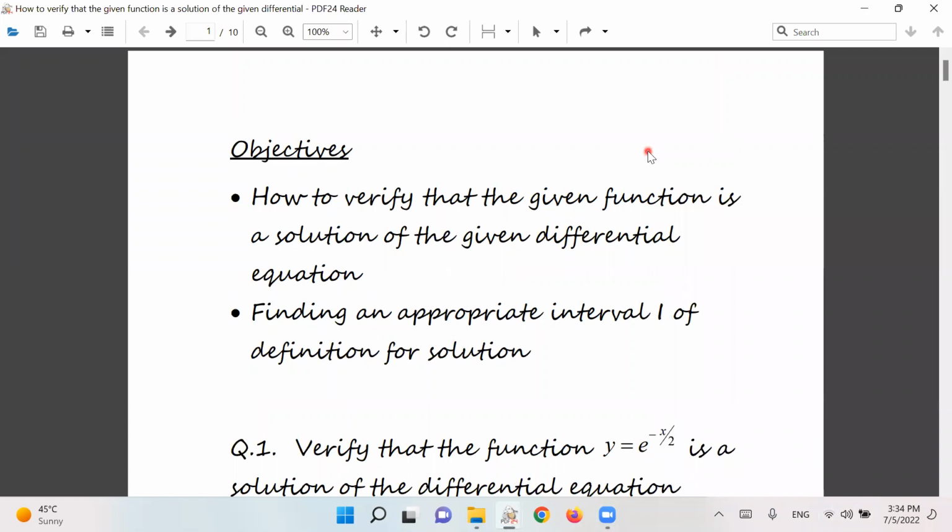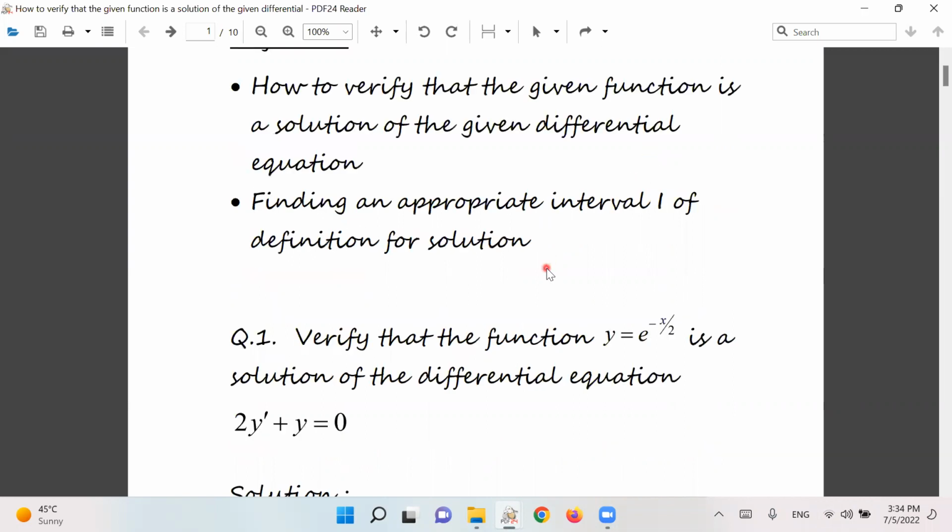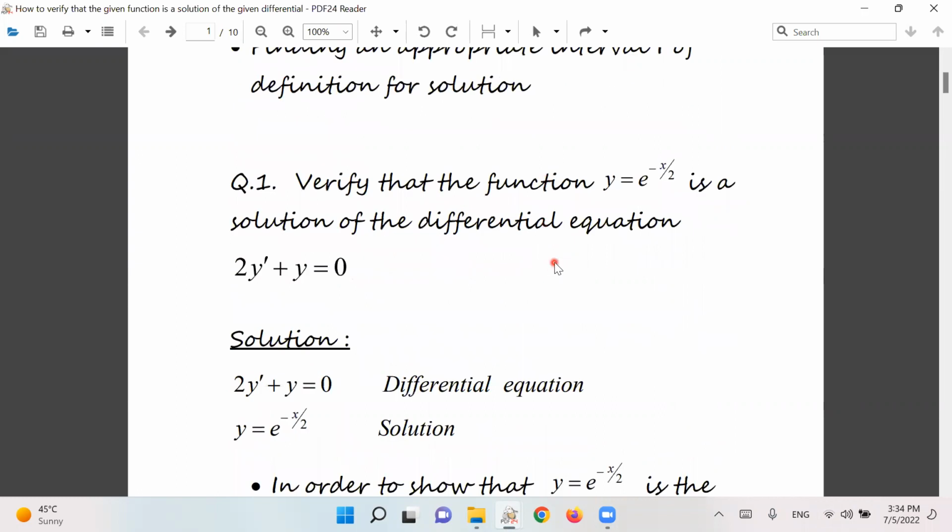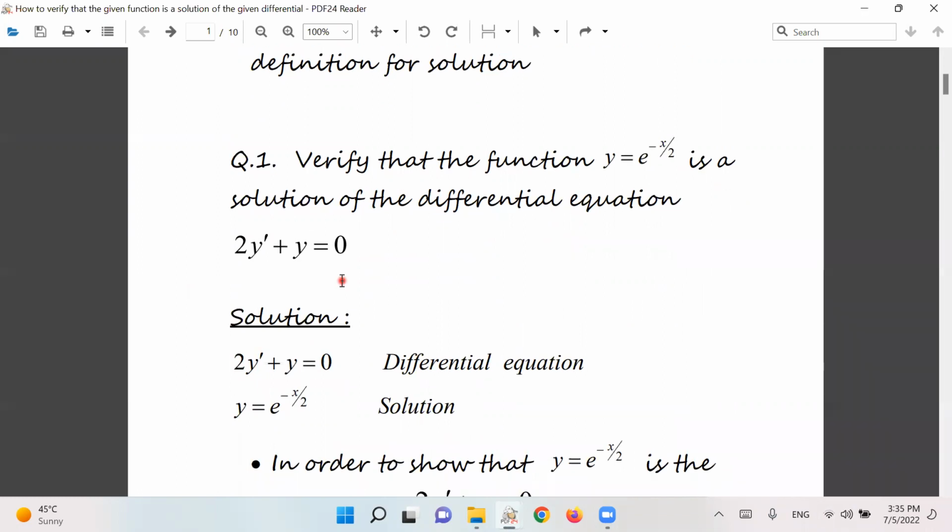This is the lecture about how to verify that the given function is the solution of the given differential equation. And the second thing we have to do is find an appropriate interval I of definition for the solution. The first is question number 1, verify the function. That function y equals e power minus x over 2 is a solution of the differential equation 2y dash plus y equals 0.